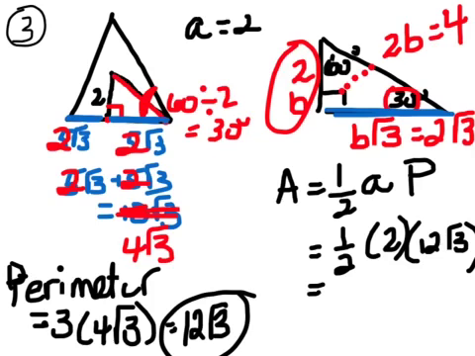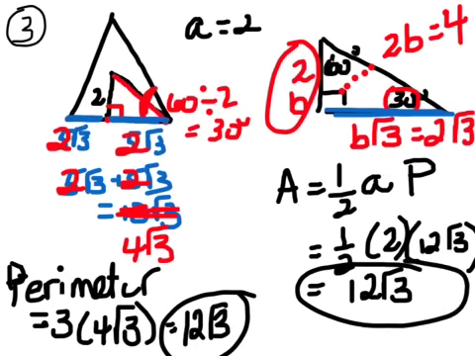Half times 2 is 1, and 1 times 12 square roots of 3 happens to be 12 square roots of 3. So that's our area, and it's units squared. They didn't give us the units here.